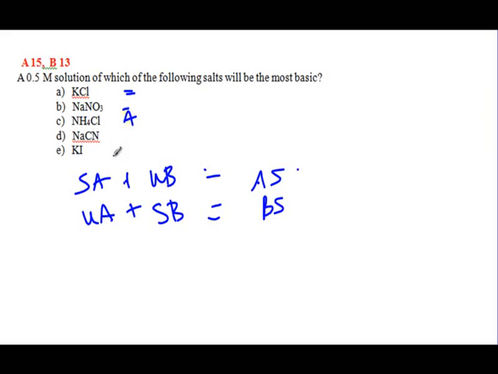Sodium must have come from sodium hydroxide, a strong base. CN must have come from HCN, which is a weak acid. Because this is strong and this is weak, this is going to be basic. Let's just check this one. K comes from KOH, a strong base, and I comes from HI, a strong acid, so this is going to be neutral. So that leaves me with D.